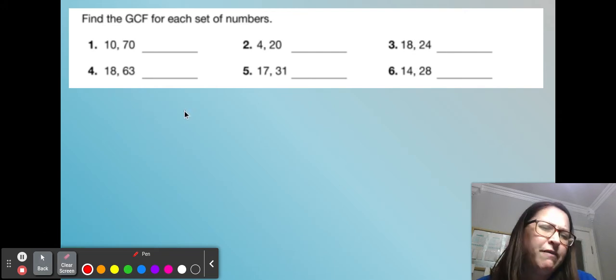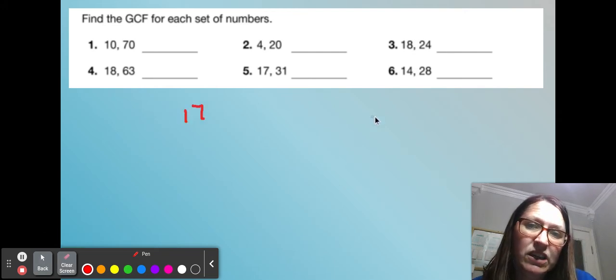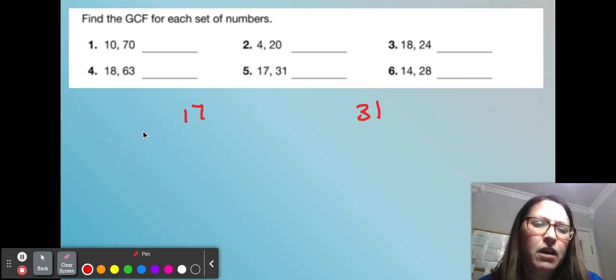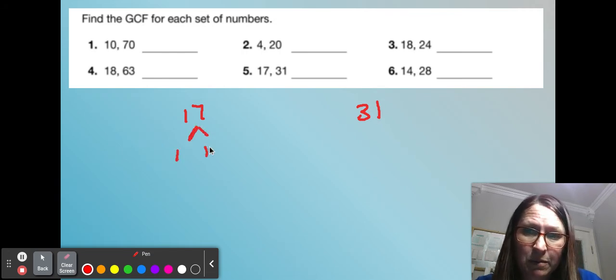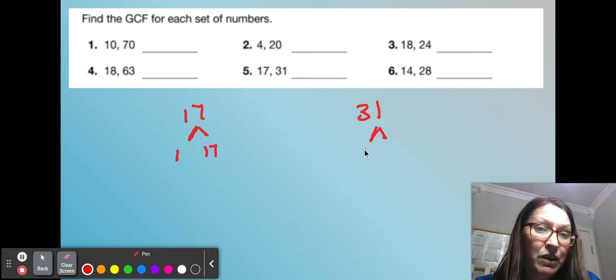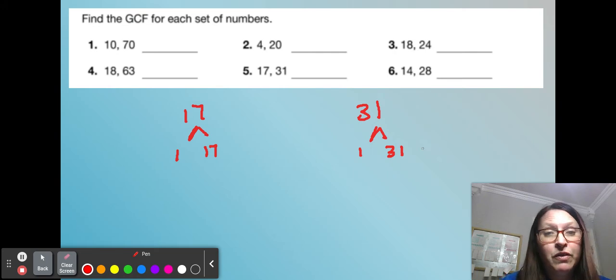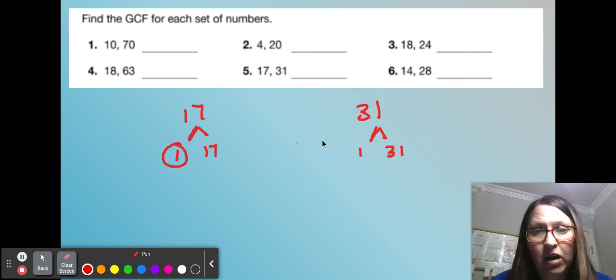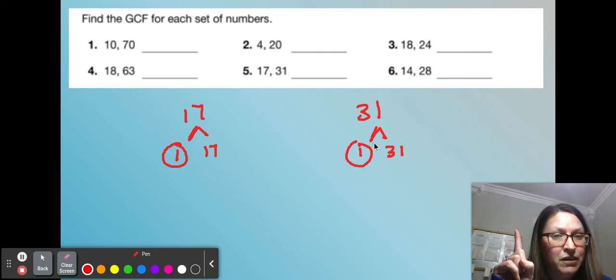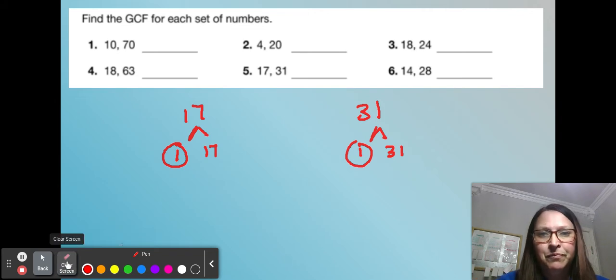Let's look at number 5. 5 is a tricky one because I have 17 and I have 31. 17 is already a prime number, so it's 1 times 17. 31 is also a prime number, so it's 1 and 31. When I look at 1, 17, and 31, the only number they have in common is the number 1. So that would be my greatest common factor.